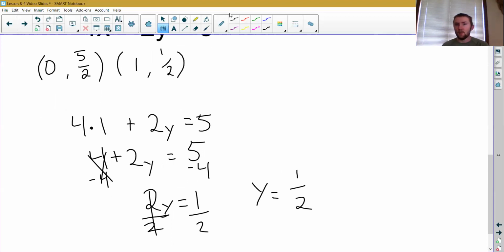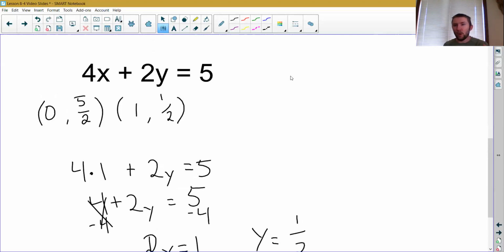Okay, now, like I said, this process is a little more complicated. It does involve fractions sometimes when our equations kind of look a little bit crazier and have numbers in front of the x and the y. But the process is the same. Okay, we find two coordinate points. Plug 0 in for x, find a y value. Plug 1 in for x, find a y value.